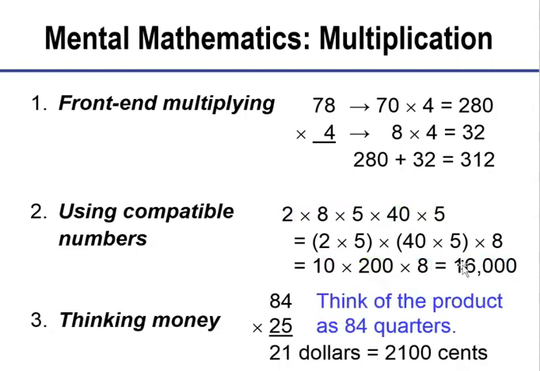And then sometimes just thinking in terms of money. When you multiply by 25, it's like quarters, right? So you have 84 times 25. Instead of trying to do that calculation in your head, think about it as 84 quarters. And when I think about quarters, I just divide by 4 to figure out how many dollars. So 84 divided by 4 gives me $21, which is 2,100 cents. Of course, that doesn't work for everything, but multiplying by 25 is a good way to think about that in terms of money because you're thinking about quarters.